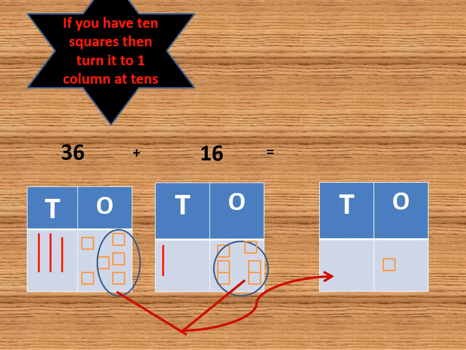So how many ones remain with me in ones? How many are the remainder small squares? Can you tell me how many small squares remain in ones? Yes, equal to 2 small squares. So now I have 2 small squares in ones. And how many tens? We said I'll collect 10 small squares and turn them into 1 in tens. Okay, I'll draw 1 line.